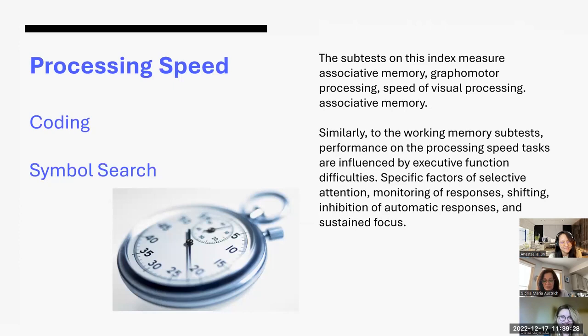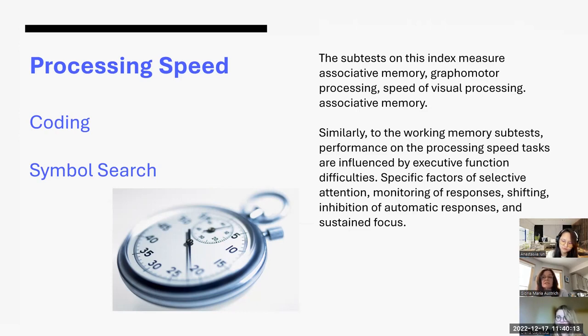So processing speed. The two subtests on this index are both timed. That's a feature that sometimes puts pressure on the child. If they know that they're being timed, sometimes that creates pressure or some anxiety. Some children prefer to know that they're being timed, and some children are better off not knowing because of the anxiety component. The subtests on this index measure associative memory, graphomotor processing, and their speed of processing visual information quickly and efficiently.